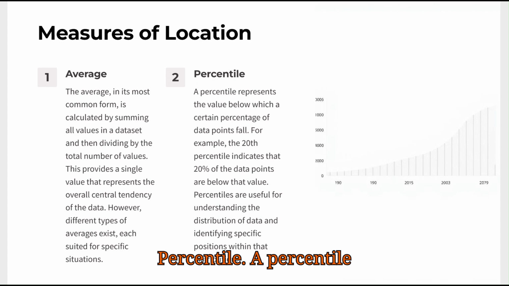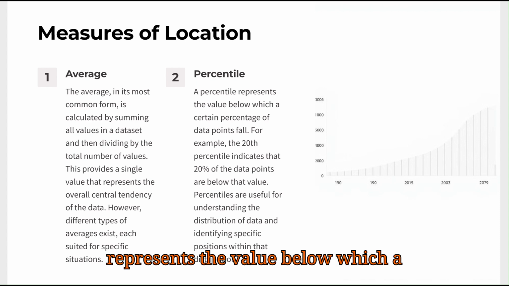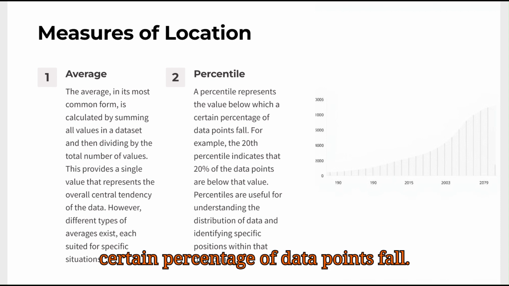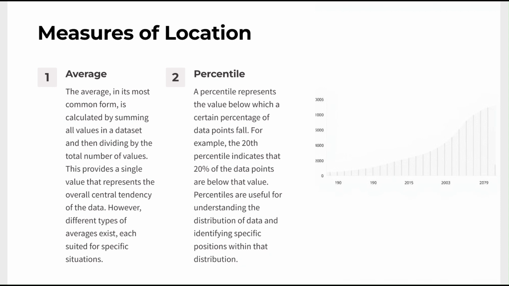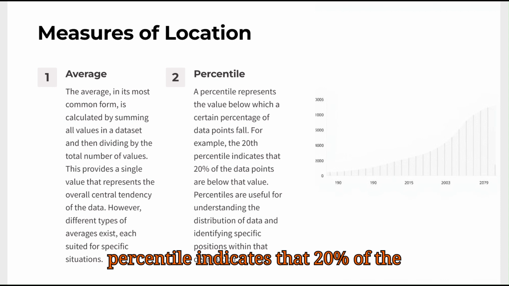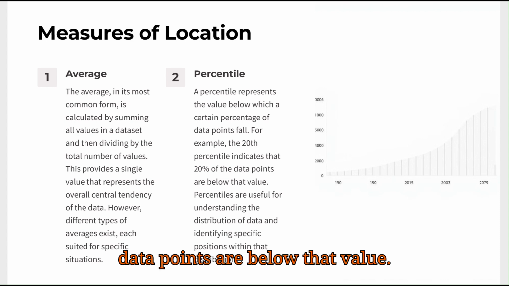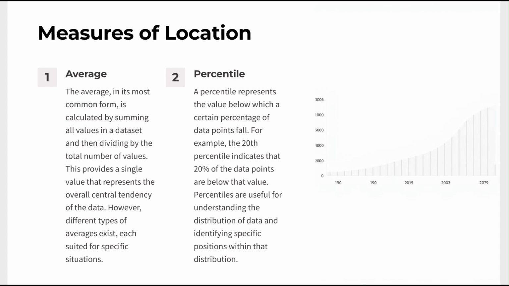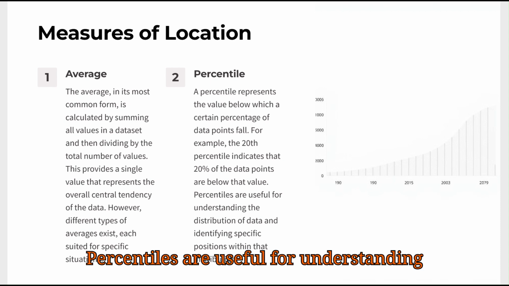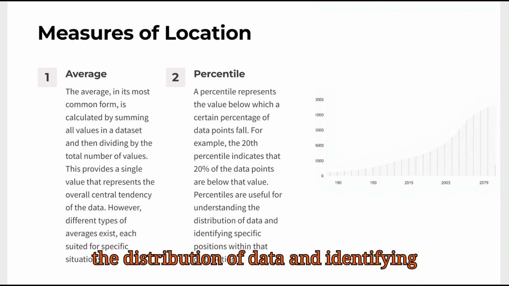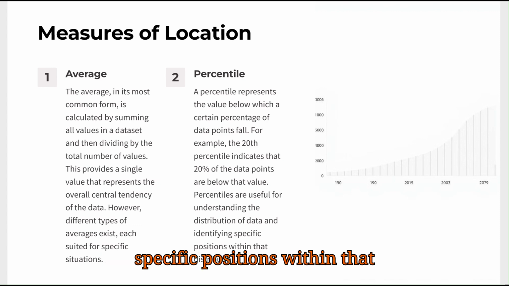Percentile. A percentile represents the value below which a certain percentage of data points fall. For example, the 20th percentile indicates that 20% of the data points are below that value. Percentiles are useful for understanding the distribution of data and identifying specific positions within that distribution.